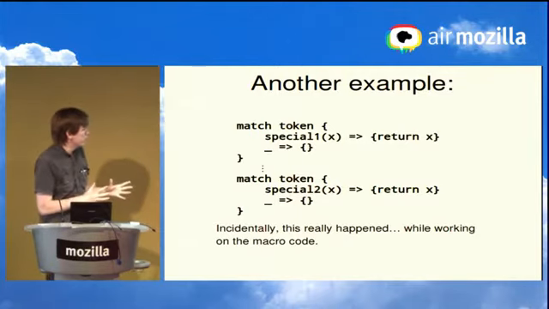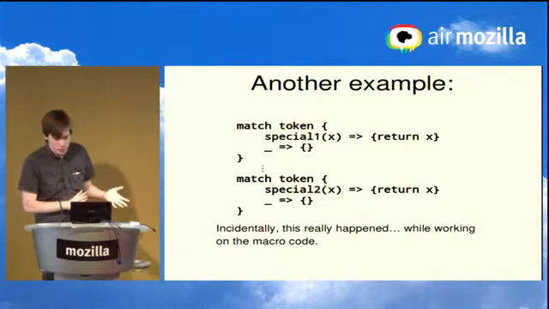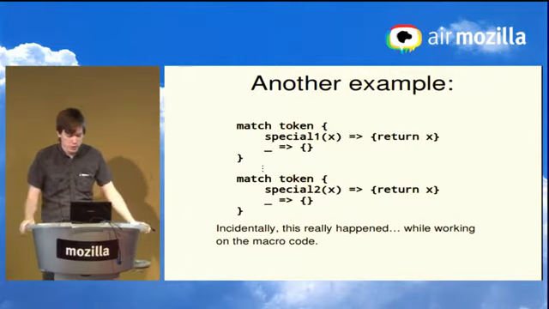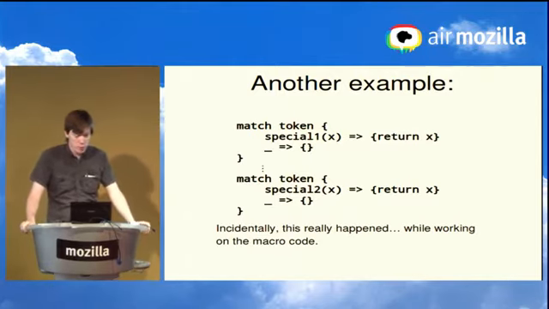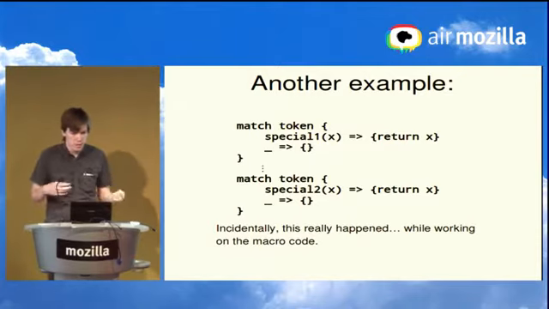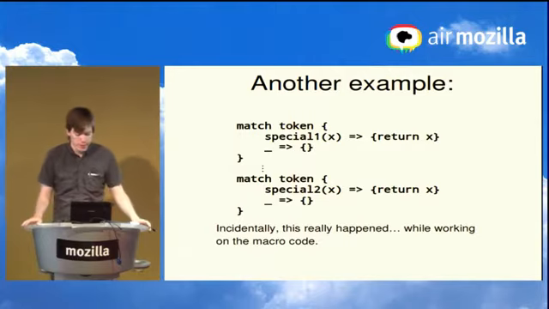I should probably stop and explain the Rust match syntax for those of you who are not familiar with it. For one thing, it's no longer called alt. But basically, on the left-hand side of each of these arrows, we have a form that we're matching against. And on the right-hand side, we have something to do in response to that. So if the token happens to be of the form special of X, then we just take that X and return it. Underscore matches everything, so otherwise we do nothing.